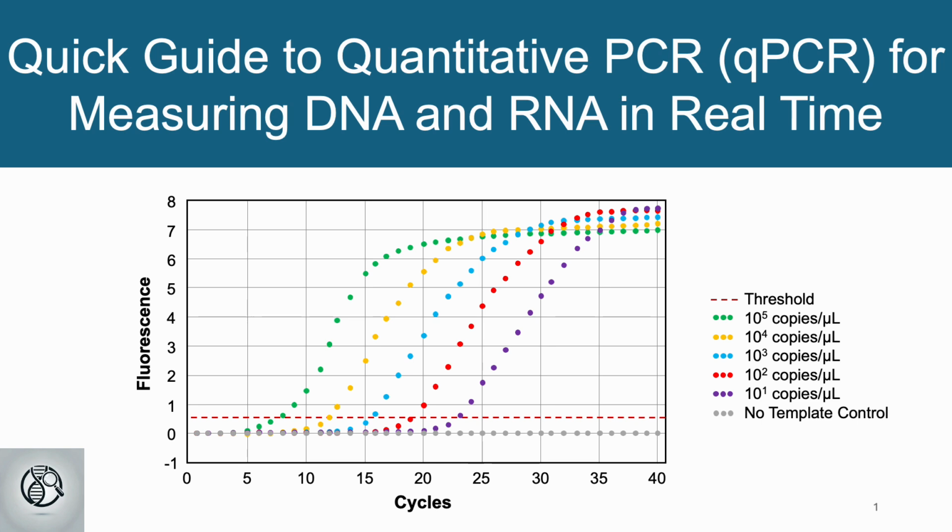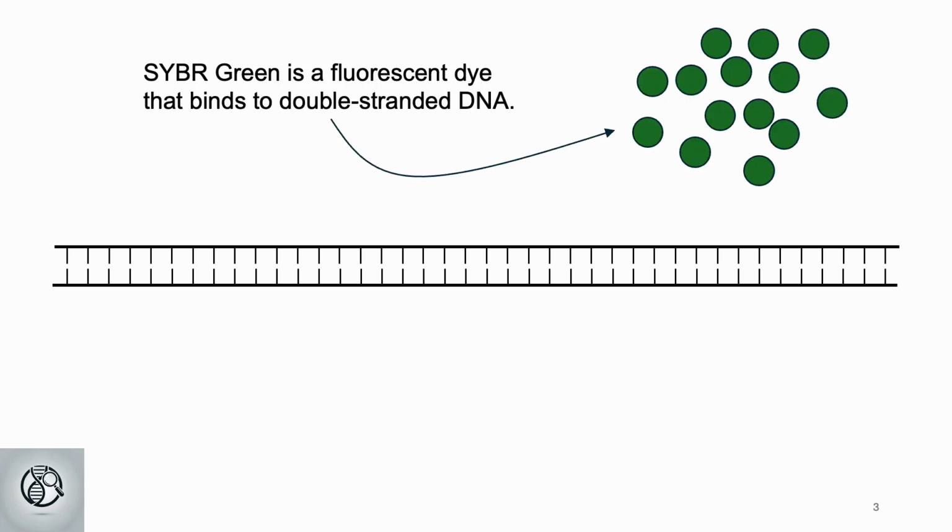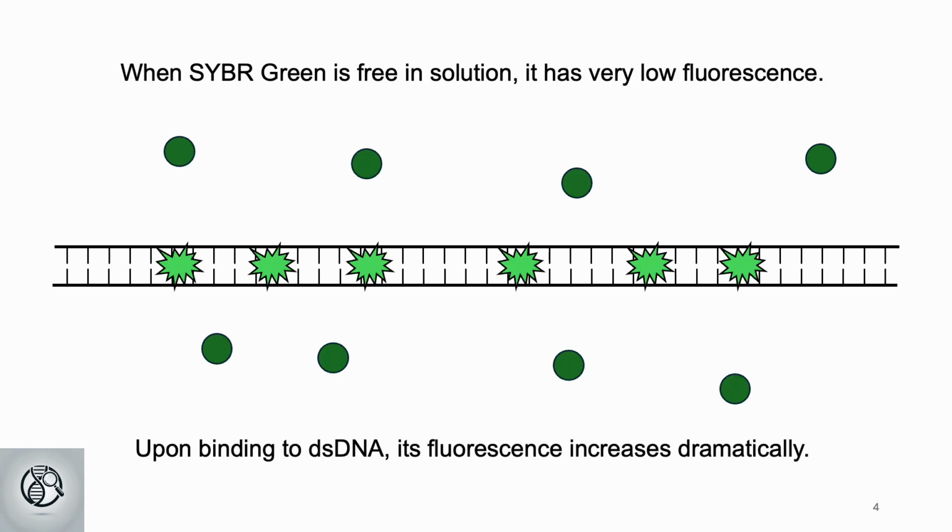Let's break it down. qPCR uses fluorescence to measure the amount of DNA. Generally, there are two main approaches to using fluorescence. The first is SYBR Green. SYBR Green is a fluorescent dye that binds to double-stranded DNA, like this. When SYBR Green is free in solution, it has very low fluorescence. Upon binding to double-stranded DNA, its fluorescence increases dramatically.